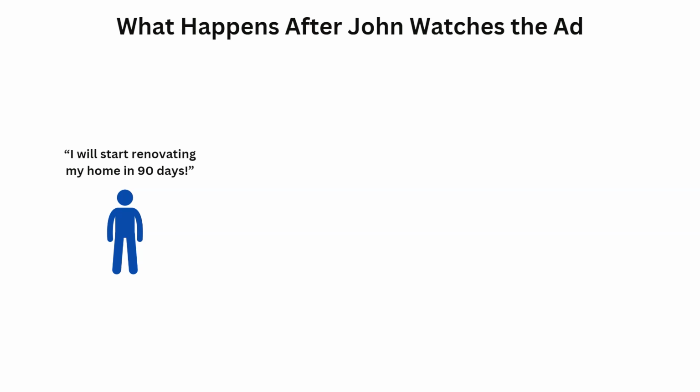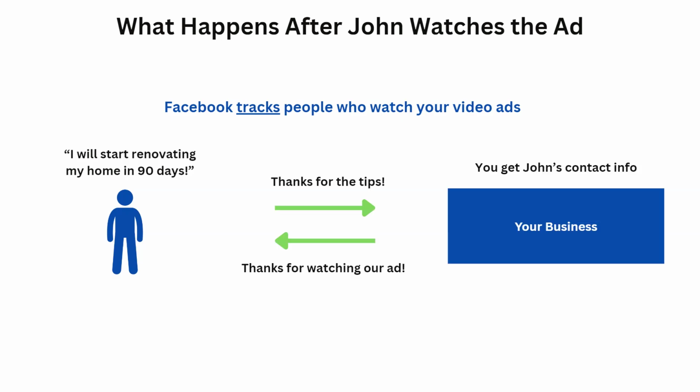The tricky part, that's exactly what we want him to do. Why? Because the magic lies within Facebook's algorithms, which track people who watch our video ads. Later, we can retarget John with more ads. It's like an exchange. John gets free tips and you get his contact information. That way, we can easily access it whenever we need.